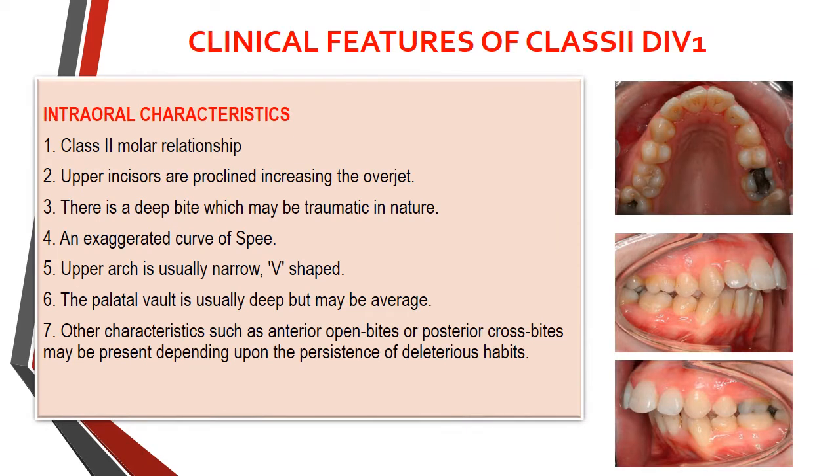For the intraoral features, the first one is the class 2 molar relationship. The upper incisors are proclined, increasing the overjet. We may have a deep bite, and sometimes it may be traumatic in nature, which means that the lower incisors are causing trauma to the upper palatal rugae area. We have an exaggerated curve of Spee. The maxilla is usually narrow, V-shaped, and the palatal vault is deep. Sometimes the Class II Division 1 may be associated with other features like anterior open bite or posterior cross bite, especially if it was associated with a habit, as we said before.